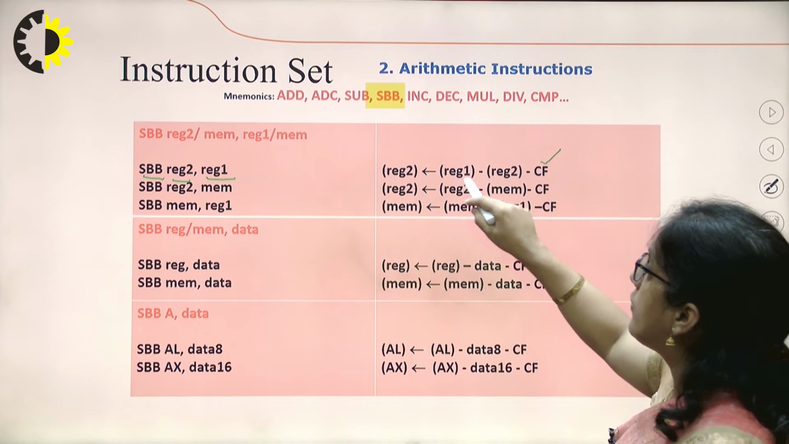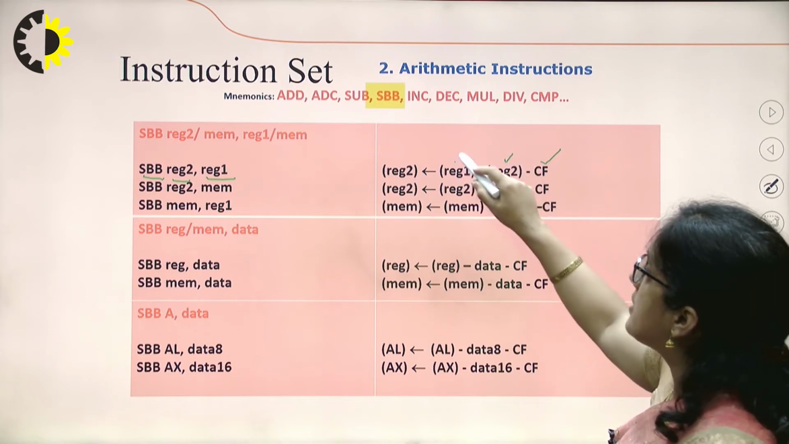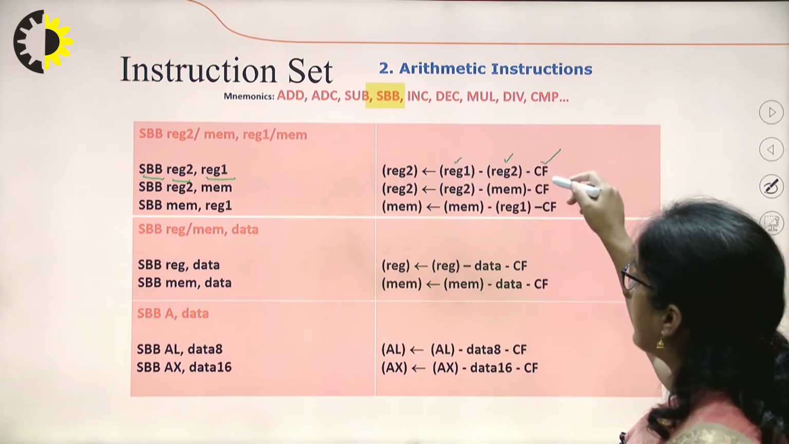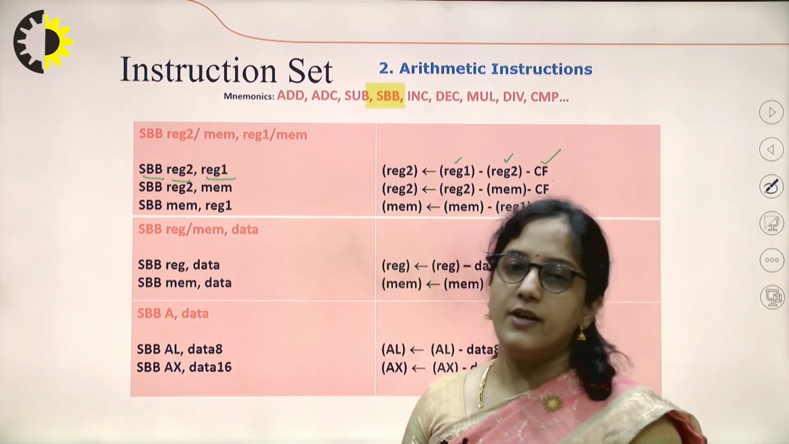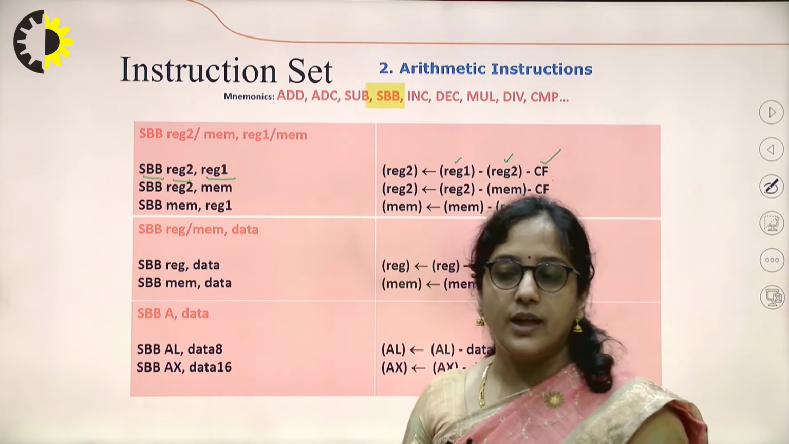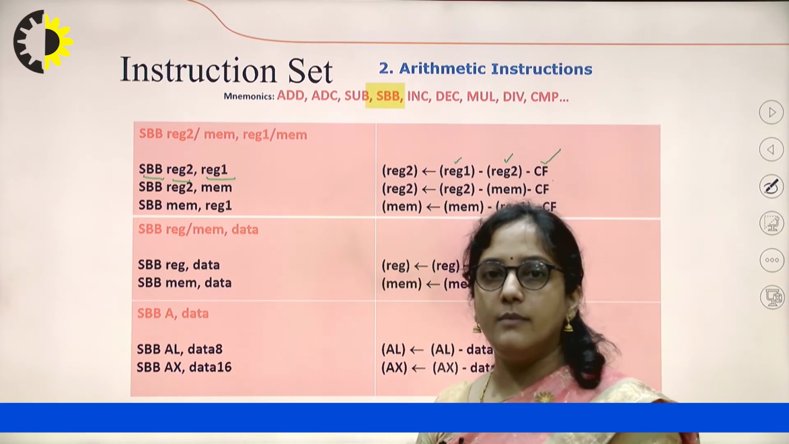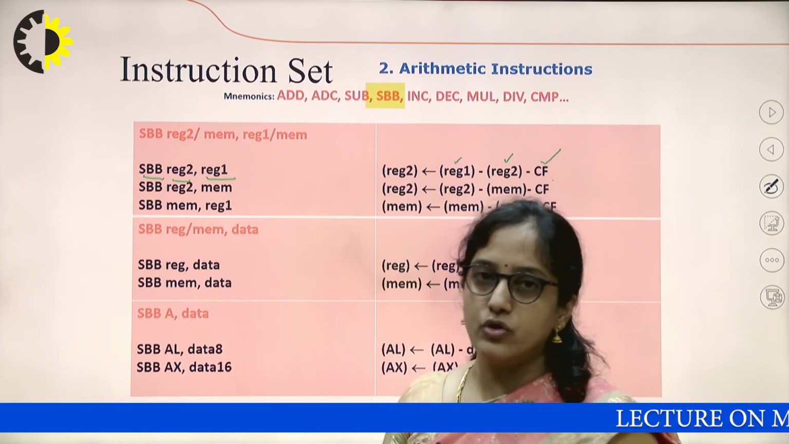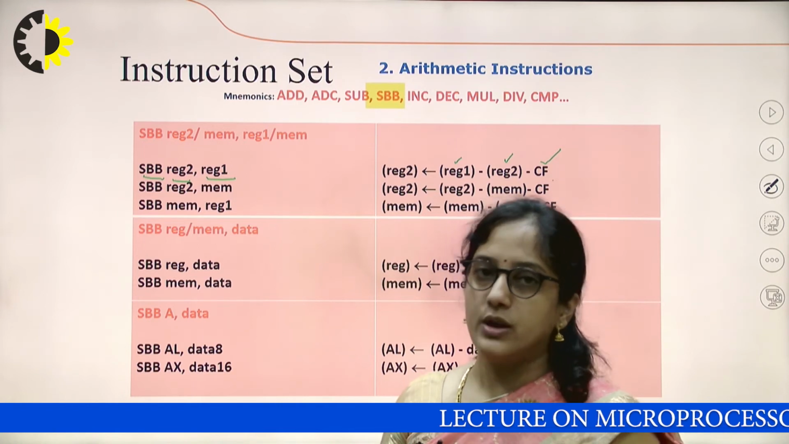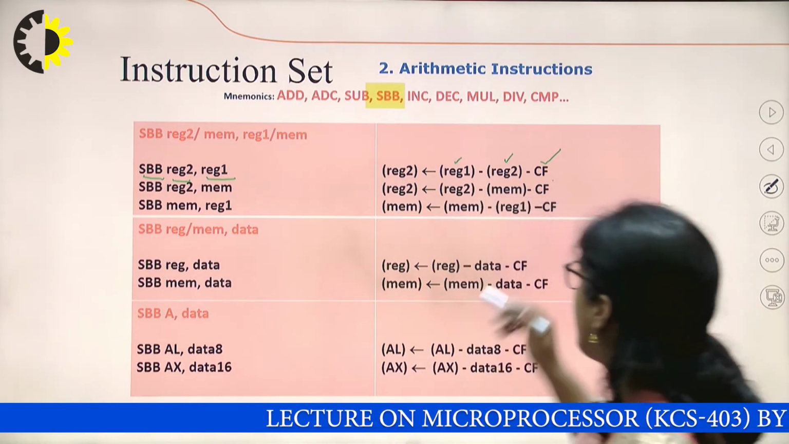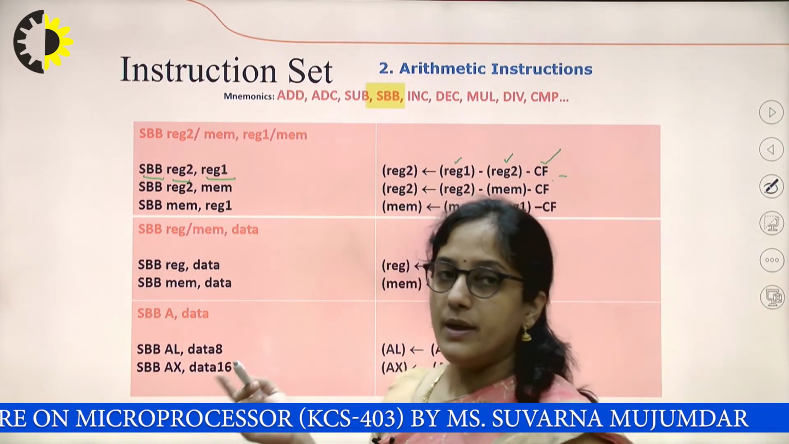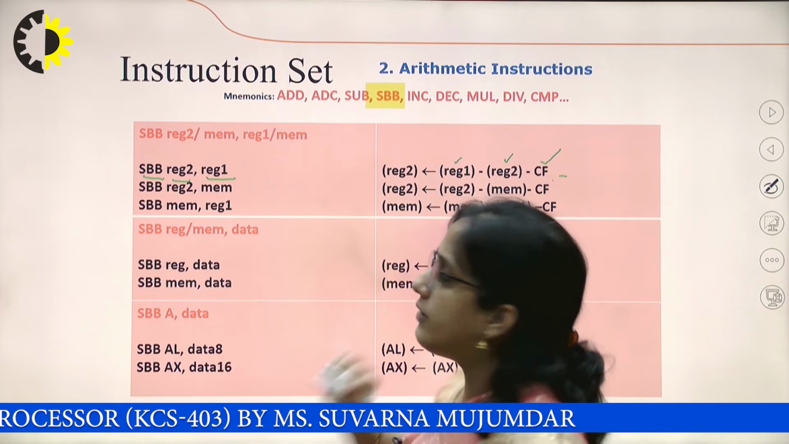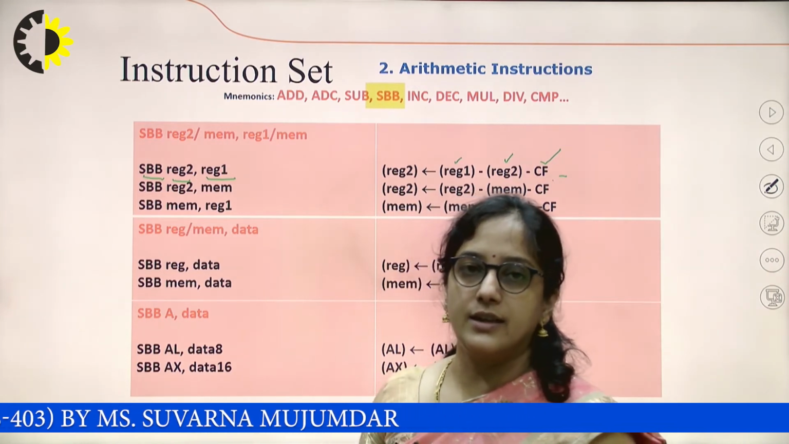Now the content of register 2 gets subtracted from register 1, and the carry flag also gets subtracted. So the microprocessor always checks whether the carry flag is 0 or 1. If we are starting our program with an initial condition, then as a programmer we have to keep in mind whether we want this carry to be 0 or we want to set this carry. Depending on our situation, it will consider that carry.